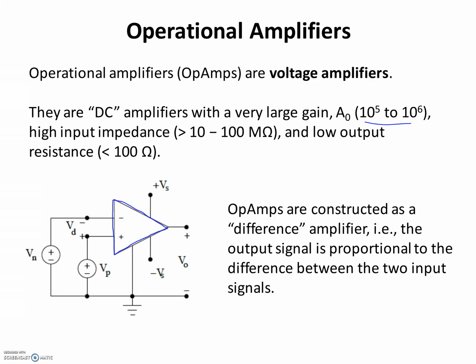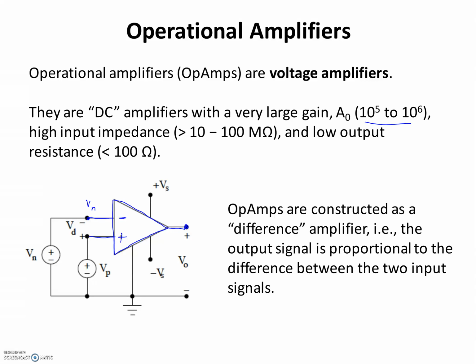Op-amps are shown with this triangular shape, and they have two input terminals and one output terminal. The input terminal with a negative sign is called the inverting input terminal. The one with a positive sign is called the non-inverting input terminal. The node voltage at the positive terminal is called VP, or V positive, and this one is VN, or V negative, for the inverting terminal.